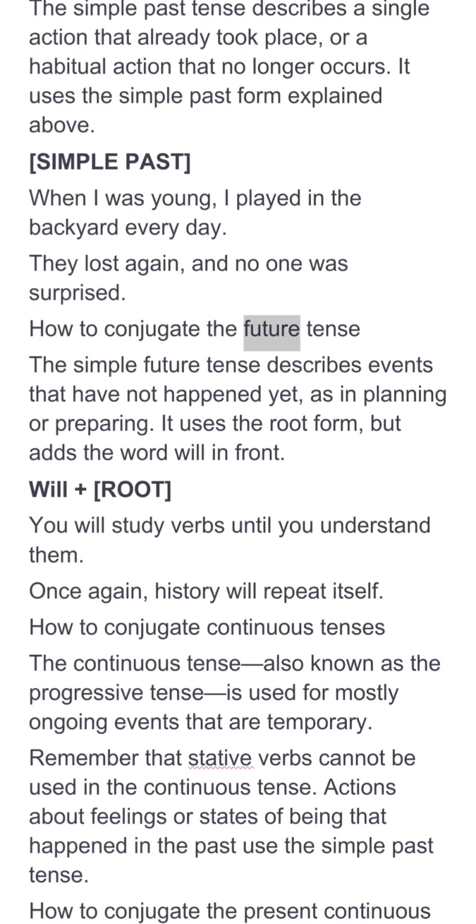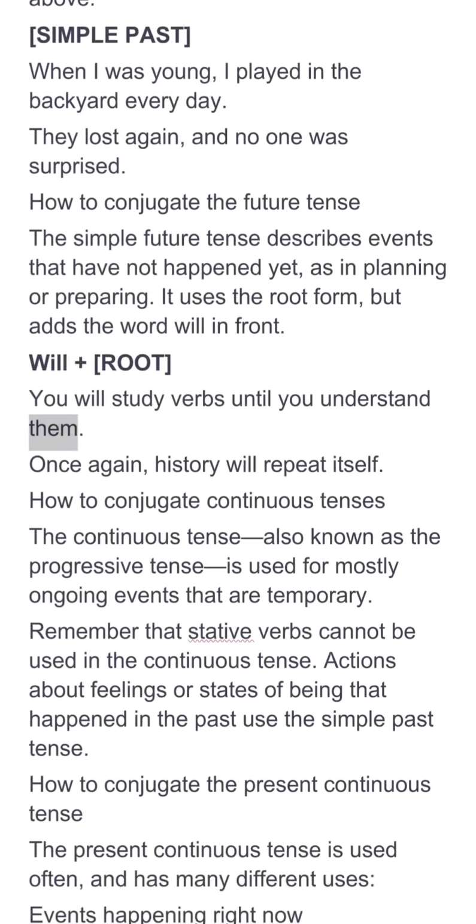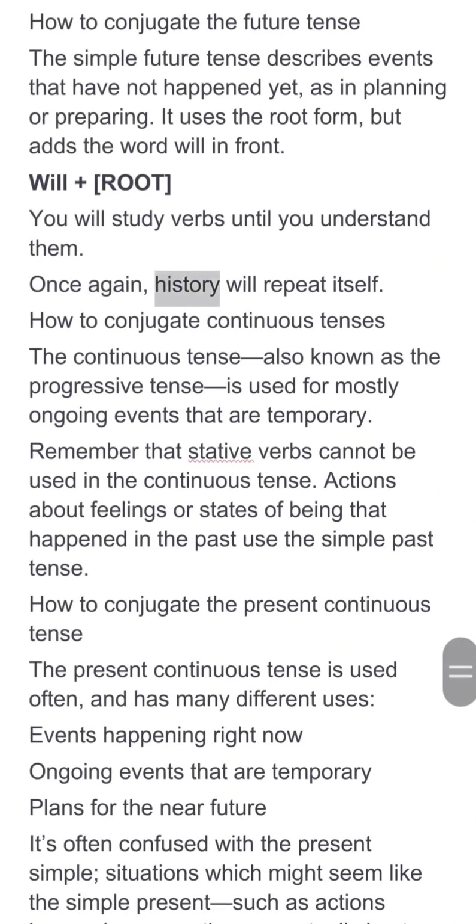How to conjugate the future tense. The simple future tense describes events that have not happened yet, as in planning or preparing. It uses the root form, but adds the word will in front. Will plus root. You will study verbs until you understand them. Once again, history will repeat itself.